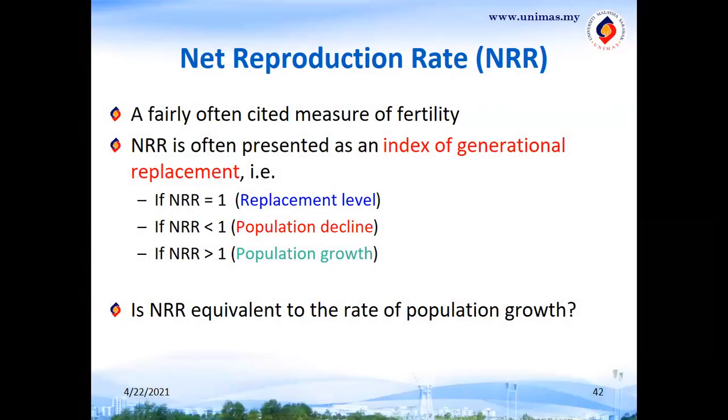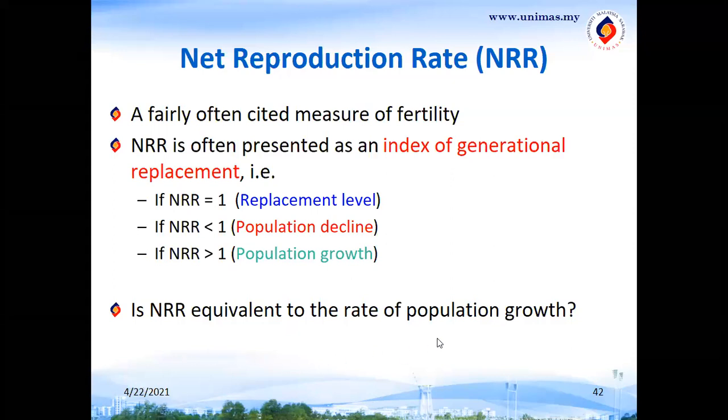Not quite, but they are related. In other words, the value is not the same. The rate of population growth is expressed normally in terms of percentage. But it doesn't have to be in terms of NRR. But they are closely related. In other words, if NRR is more than one, that means the rate of population growth increases.